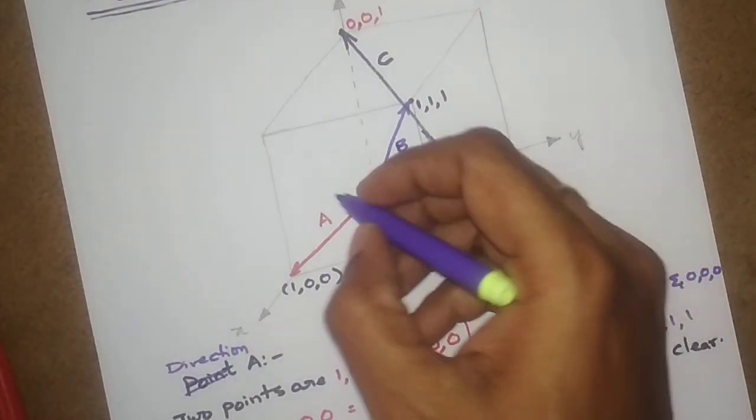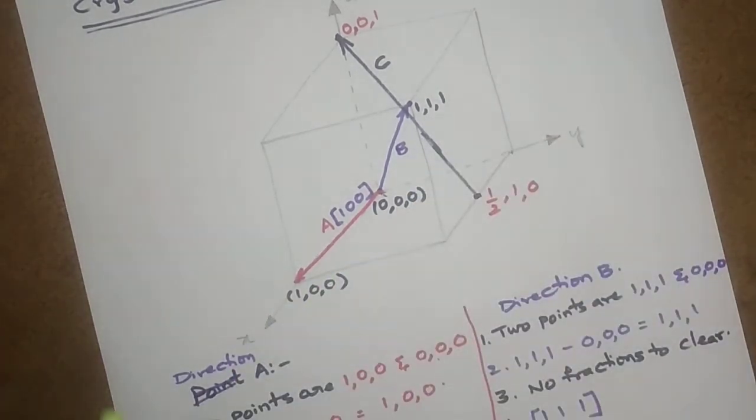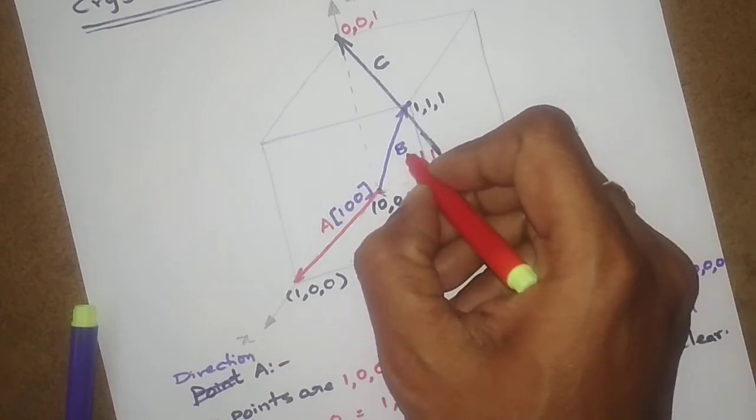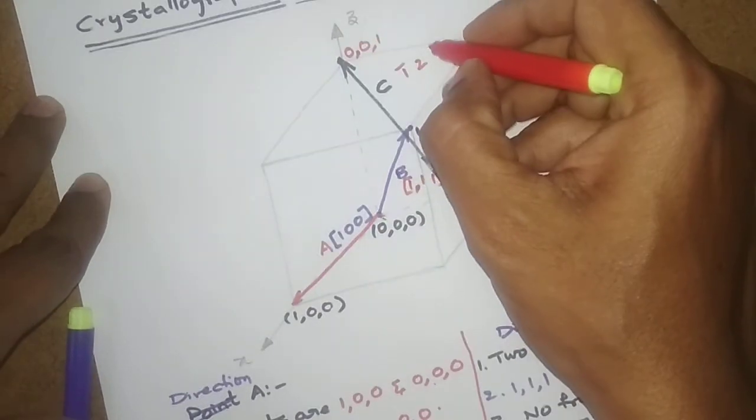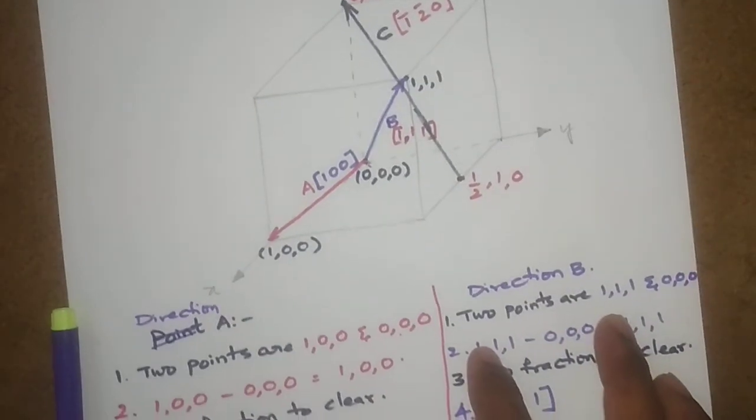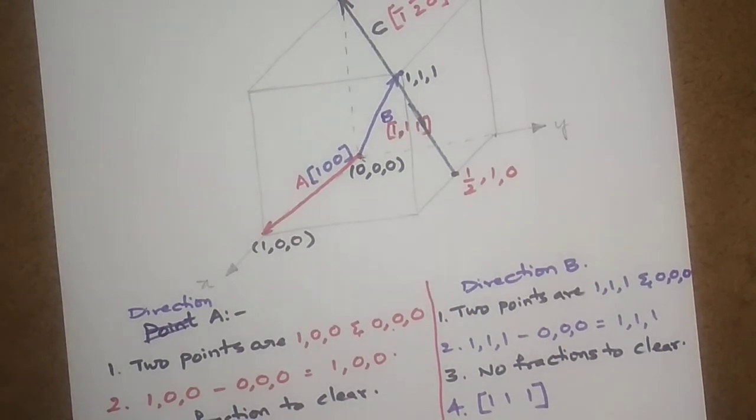So for A, the direction of A is 1, 0, 0. The direction of B is 1, there should not be any comma, 1, 1 and 1. And the direction of C is 1 bar, 2 bar and 0. Okay. So I hope you understood the concept. In tomorrow's class we will try to solve some more examples. Let us take some directions and let us calculate how to find the Miller indices for a direction.